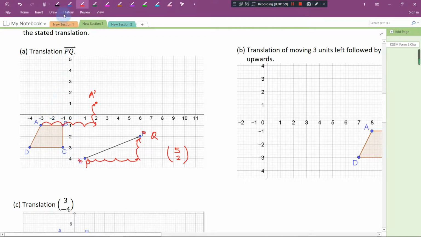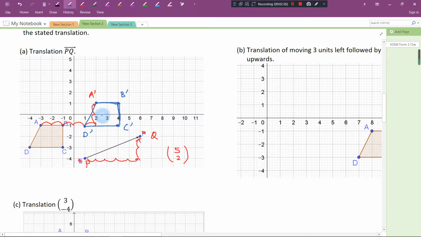So this is 2 units. Let me use another color. 2 units go to the right, so you just follow like this. This is A prime, 2 units, this is B prime. And then go down 2 units, 1, 2. This is C prime. Then go to the left 3 units, 1, 2, 3. This is D prime. Then we just connect all together. Make sure you connect using a ruler so that you have a nice trapezium.